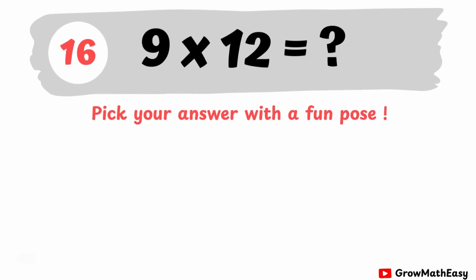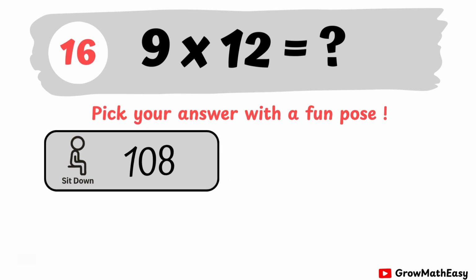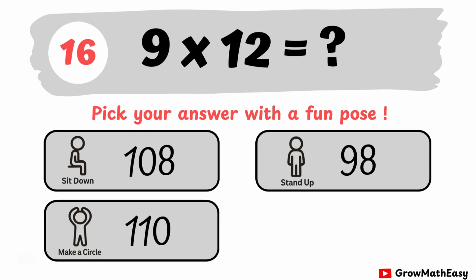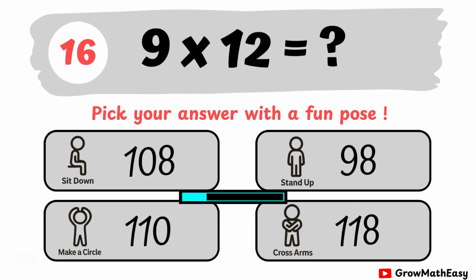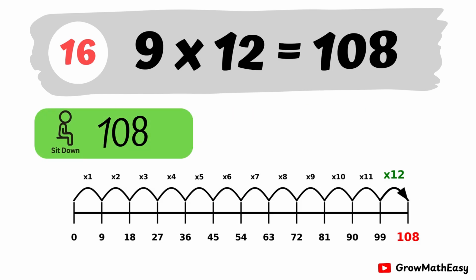What is 9 times 12? 108. Sit down. 9 times 12 is 108. You can see the multiples of 9 on the number line.